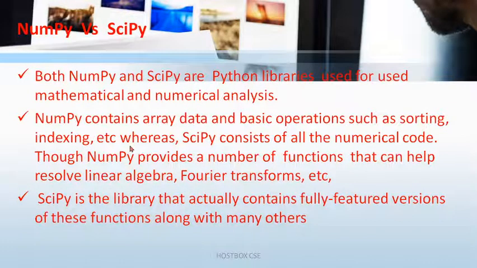Then also here, NumPy contains array data and basic operations such as sorting, indexing, etc. Remember, SciPy consists of all of the numerical code, so you can apply any kind of expression or formula and view the output. NumPy provides a number of functions that can help resolve linear algebra, Fourier transforms, etc. SciPy is the library that actually contains full-featured versions of these functions along with many others.